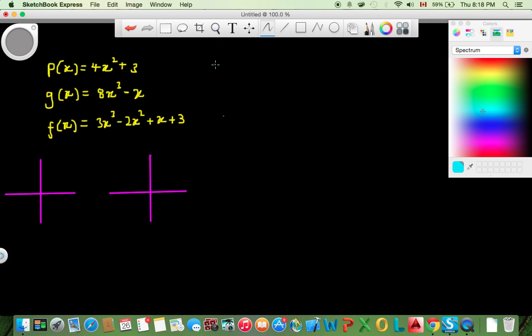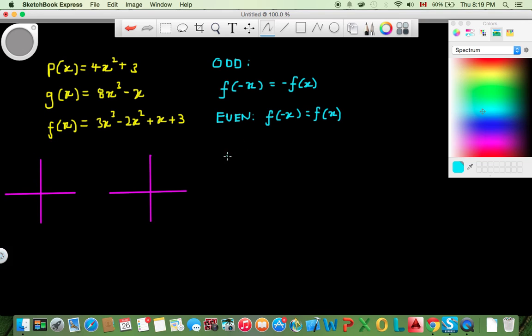So the basic definition of an odd function is this: f of negative x is equal to negative f of x, and the basic definition of an even function is f of negative x is equal to f of x. Now, what this tells us is if you substitute negative x in, for example, p of x, and you get p of x back, then it's an even function. So let's do this problem here.